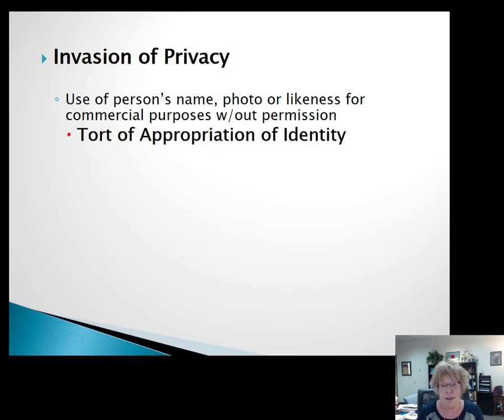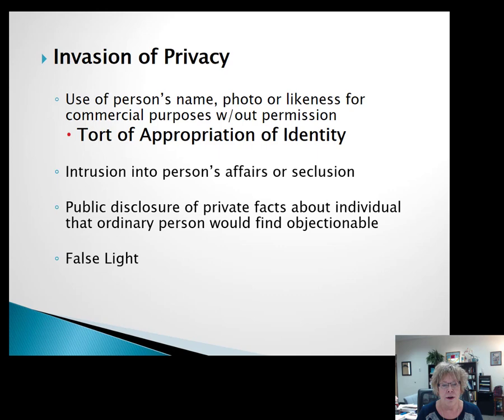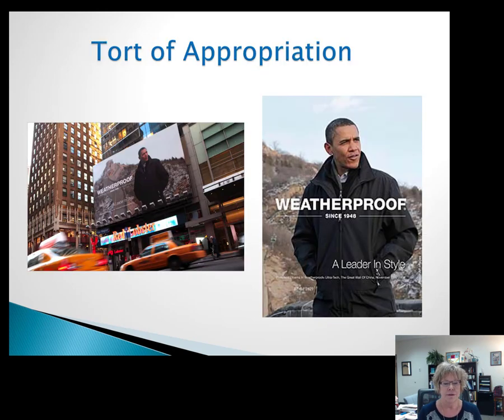So they went and bought the photo from the Associated Press. And then talk about tort appropriation of identity. Never talked to the president, but they took this risk. Now, whoever was in charge of their marketing, really clever guy, took a risk, but I think it was a calculated risk. So here is what they did. They bought a billboard at Times Square with this picture on it. Weatherproof, our president wearing that jacket, a leader in style.